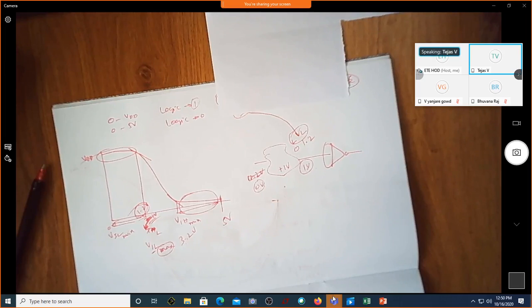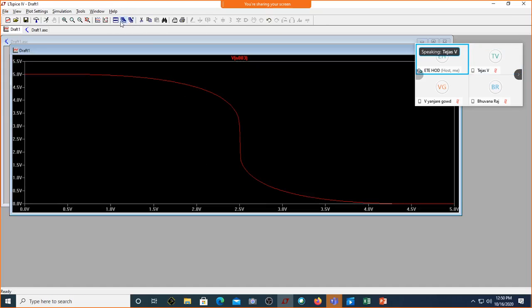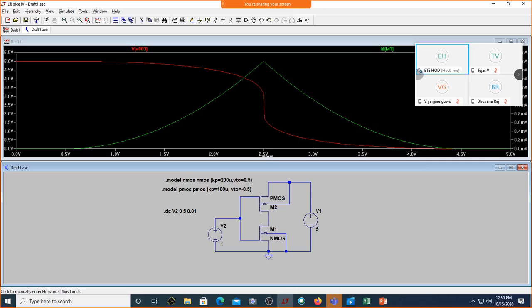What do you mean, sir, by steeper and steeper? How do I make it steeper? What is steepness here? Oh, you want to make it rise fast? No, this rising fast I cannot make. I'm linearly changing this, of course with an increment of 10 millivolt. I'm just changing this. Now my point is, how do I modify this point? Instead of exactly 2.5, can I shift it?